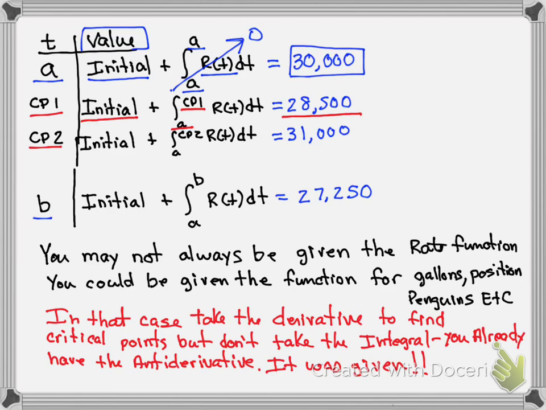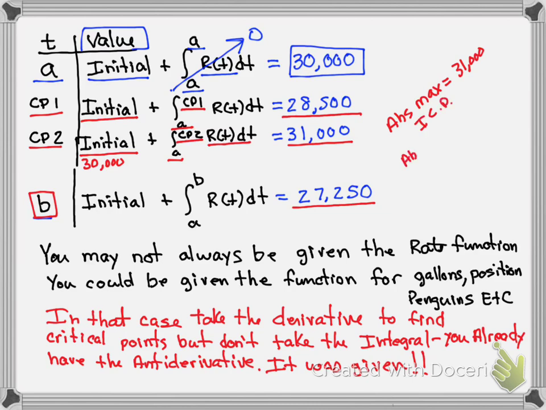We might have a second interior critical point. So we'd have that same initial value, of course, that would be 30,000 in our case, plus the integral from A to critical point 2 this time of R(t) dt. Let's say we got 31,000. And then our integral at the endpoint B, let's say it was 27,250. Well, that means the absolute max would equal 31,000. This time that happened at an interior critical point.